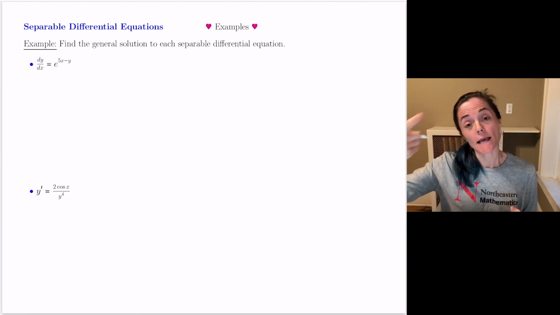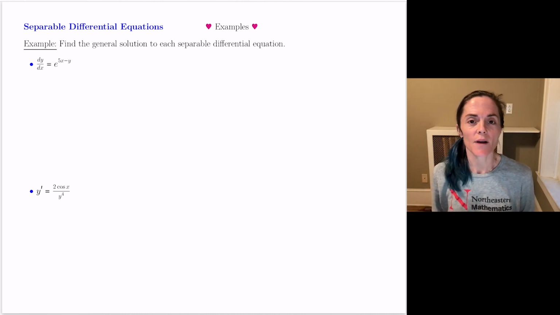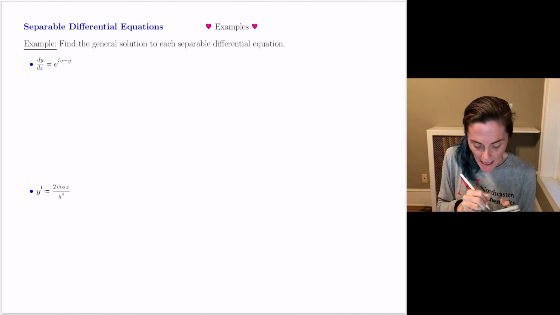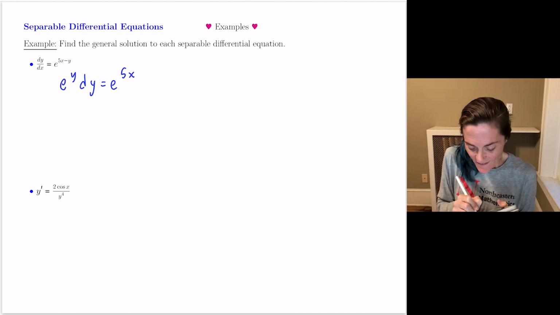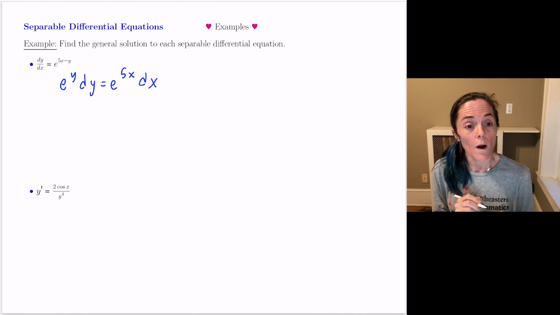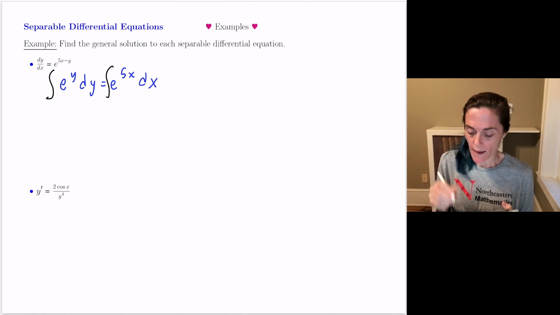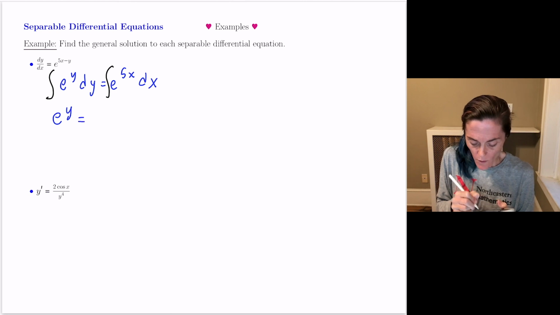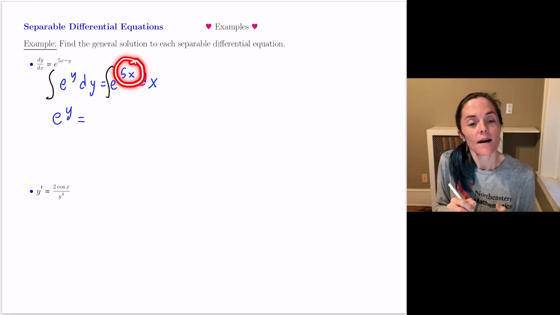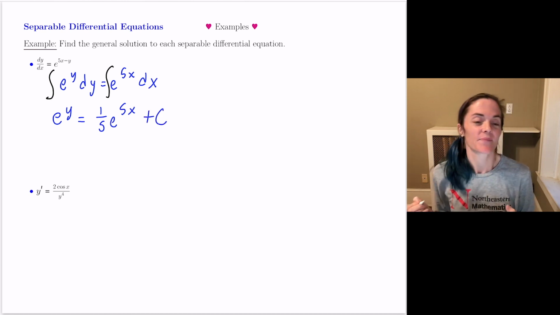Okay, so when we go to separate our variables, really the reason we're allowed to do what I'm about to do comes from the chain rule, as we talked about in class. We multiply by dx, multiply by e to the y. Then we integrate the left with respect to y, integrate the right with respect to x. So I have e to the y equals, well, here I have a 5x. When we integrate, we get 1 over 5 e to the 5x plus c.